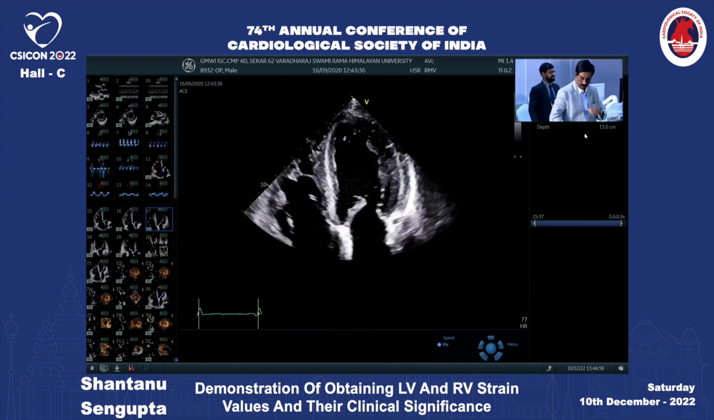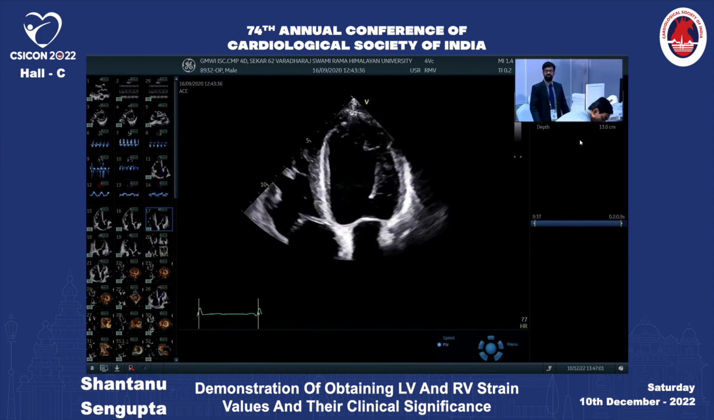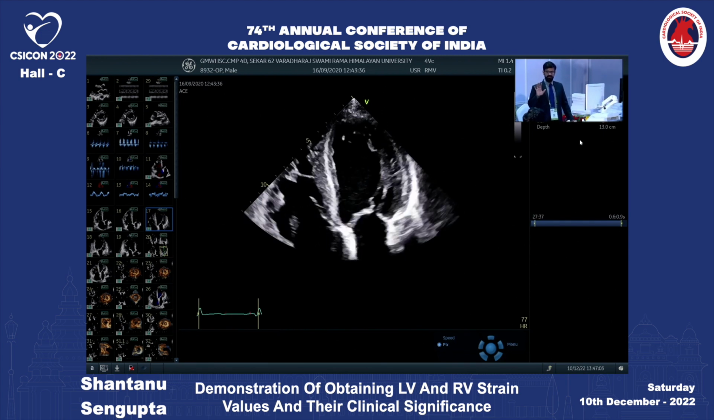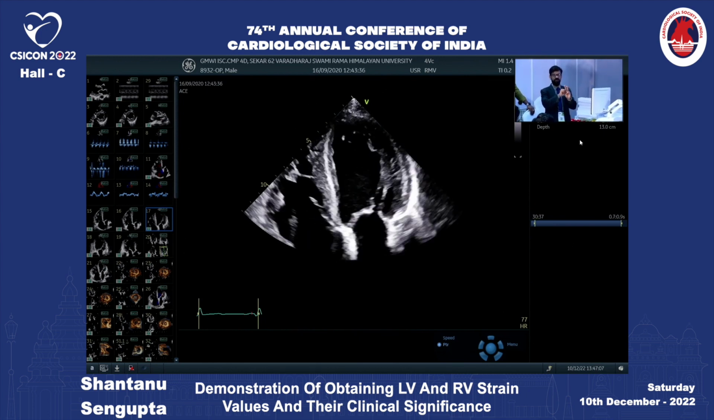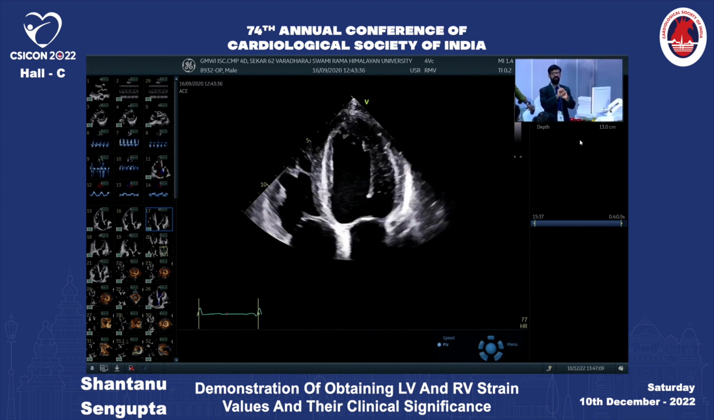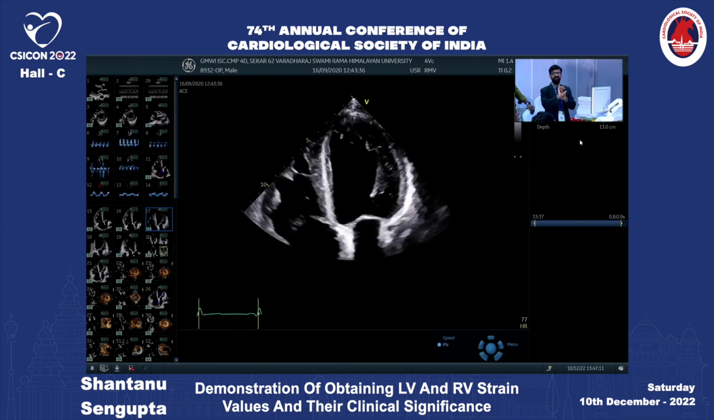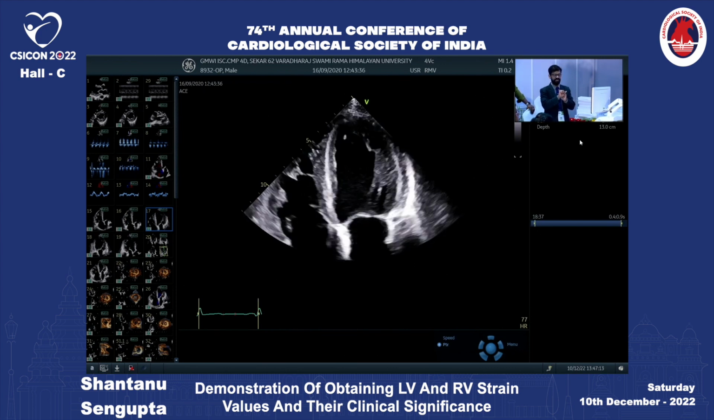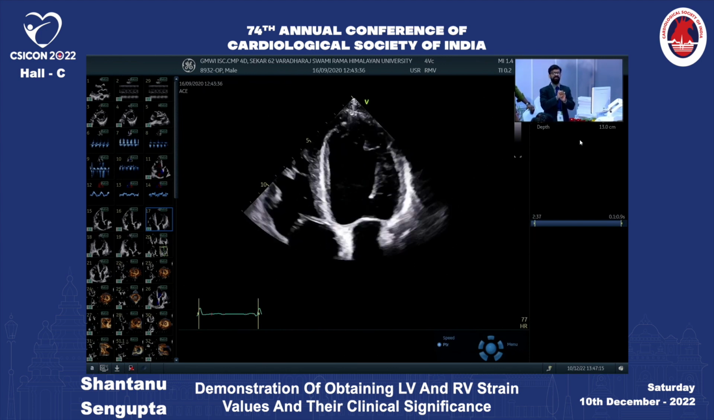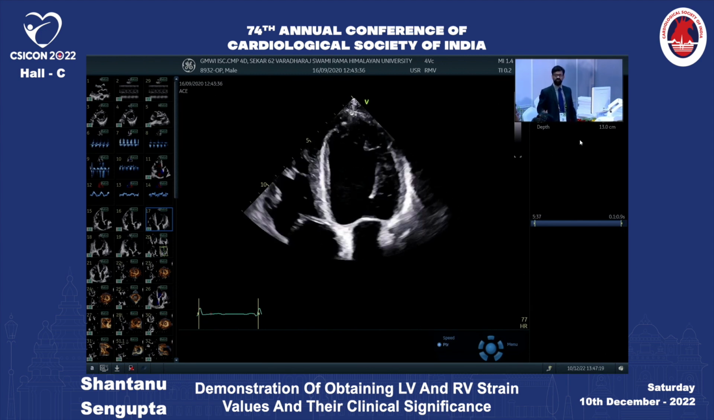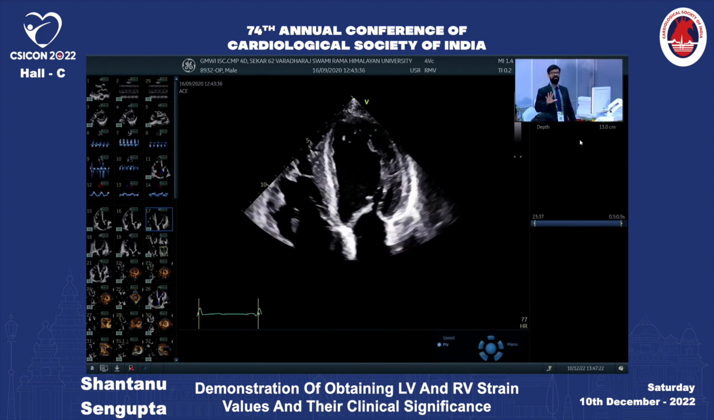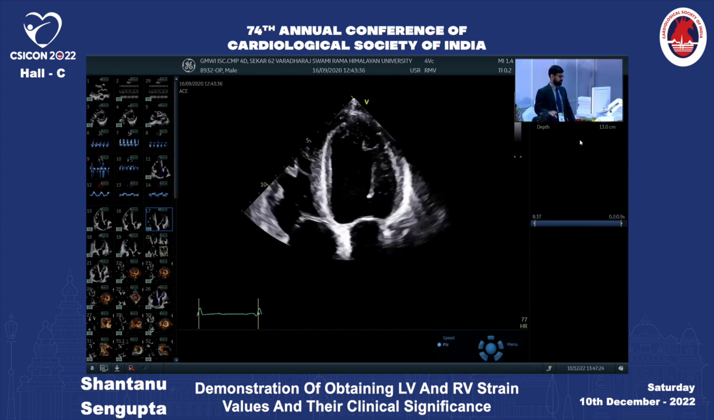Second thing is, we are going to do left ventricular global longitudinal strain. Strains are of three types: longitudinal, circumferential, and radial strain. Please don't try to remember circumferential and radial strain in day-to-day clinical practice, because they have not been validated. They are only for research purposes. The only thing which is acceptable is global longitudinal strain.